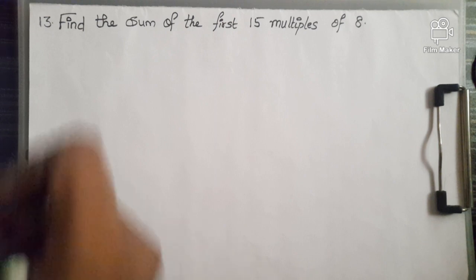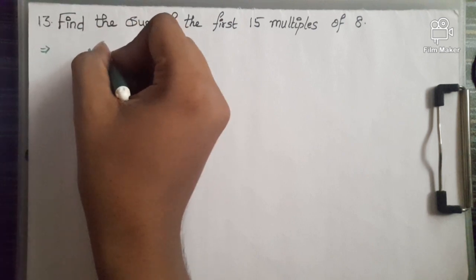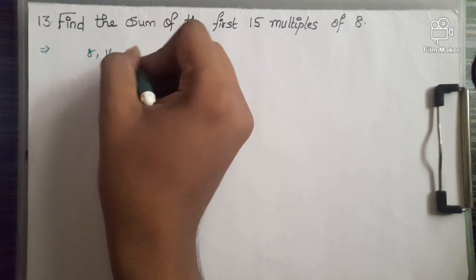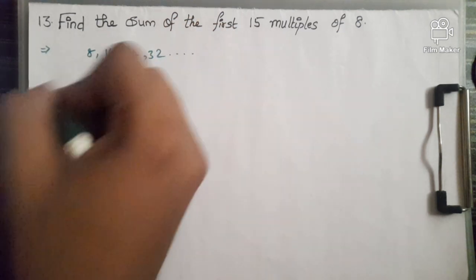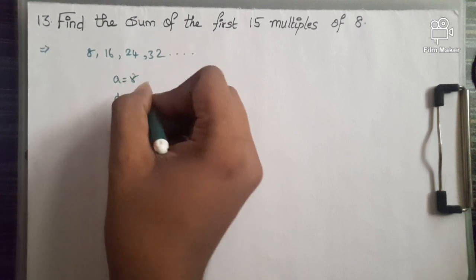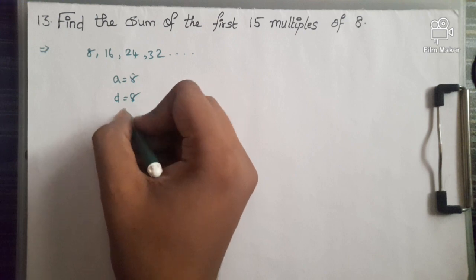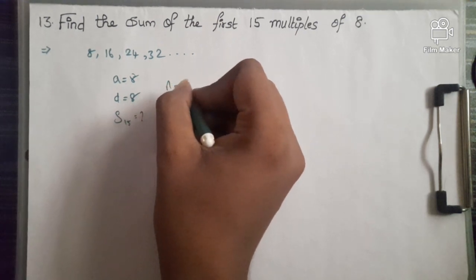So just first write what the values are. The sequence is 8, 16, 24, 32, and it goes on. The value of a over here is 8. The common difference is also 8, because it is multiples of 8. They are asking for the first 15, so the value of n is 15.